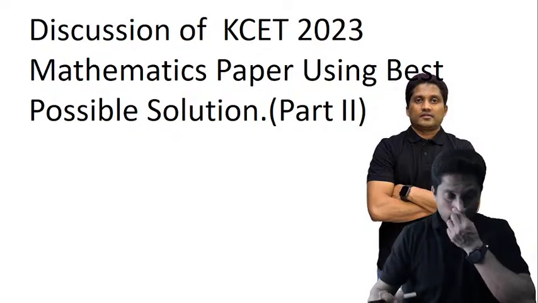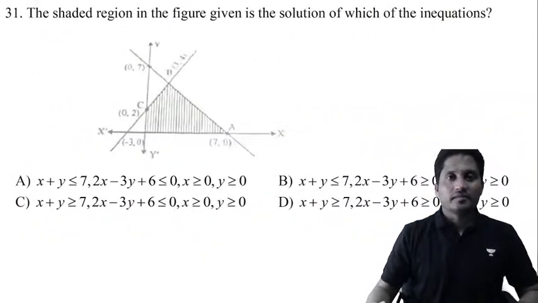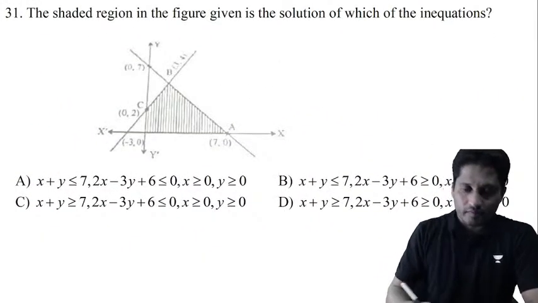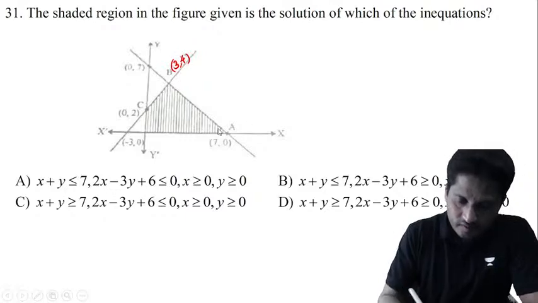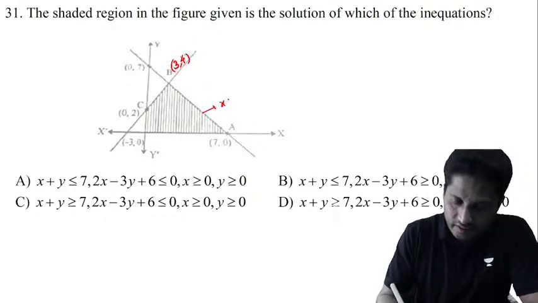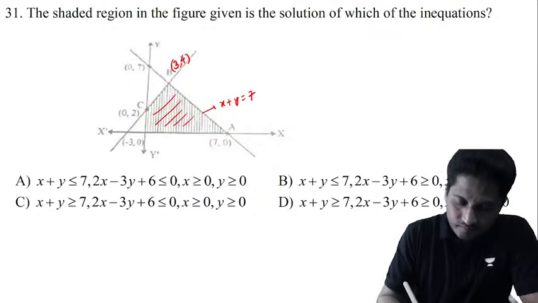Question number 31. It was a question on linear programming problem. This point is 3,4. This is 0,7. So this line is x plus y equal to 7. This is towards the origin, right? So x plus y less than or equal to 7.